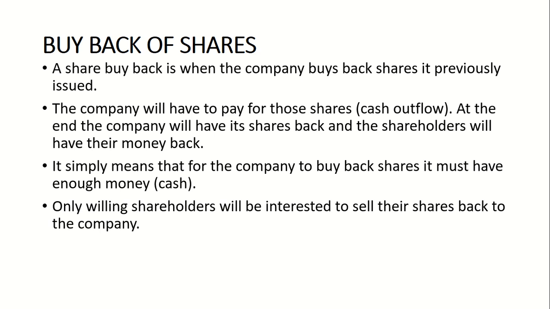Only willing shareholders will be interested to sell their shares back to the company. And note that shareholders will only be willing to sell shares back to the company if they're getting an amount higher than what they initially paid for those shares. Meaning that we as the company will buy back shares at a price higher than the average price that a shareholder paid for those shares. Because shares were issued at different prices, we're going to be using average price as the original issue price, the original price that each shareholder paid for each share they bought from the company. Statistically, the average amount is always a best estimate of the original cost.